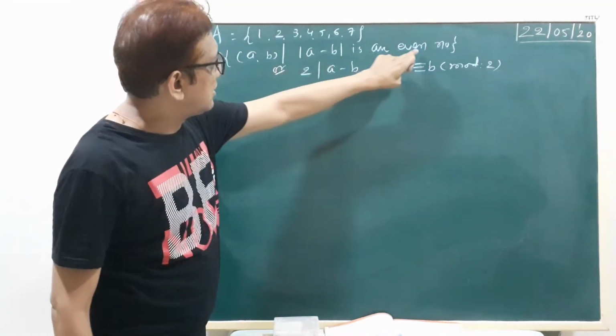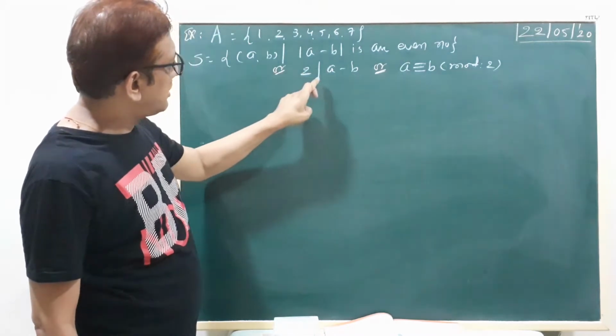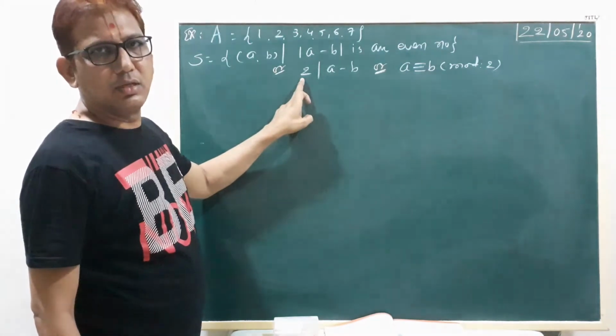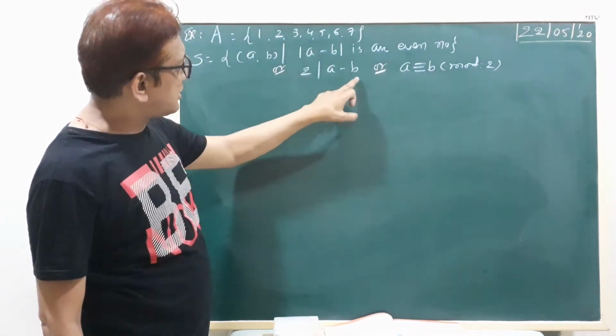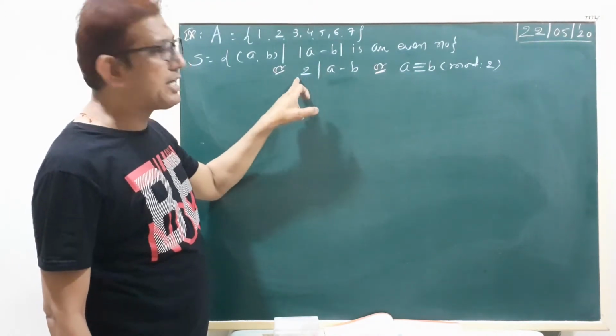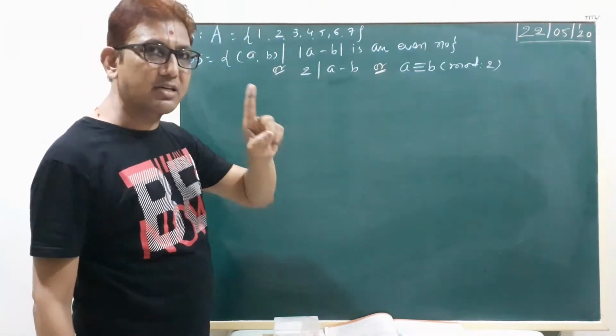The second method: a minus b is divisible by 2. In your examination, the question may be asked in another form, this one: a minus b is divisible by 2. You have already studied this in 10th standard, first chapter.